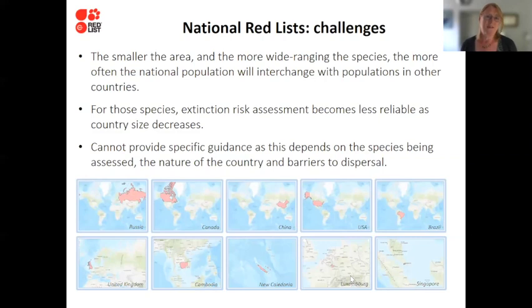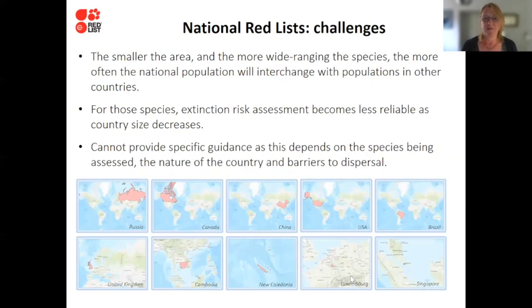So for those particular species, extinction risk assessment using the IUCN criteria will become less reliable without going to that extra step to consider the influence of populations outside of your country. Now, IUCN cannot provide specific guidance on this because it really depends on the species you're assessing. Is it highly mobile or is it really very static? It depends on the nature of the country. You might have a very small country, like, for example, Luxembourg, which is completely surrounded by other countries, and therefore there's a lot of rescue effect from neighbouring countries.